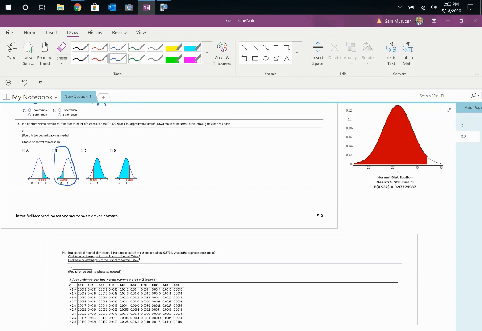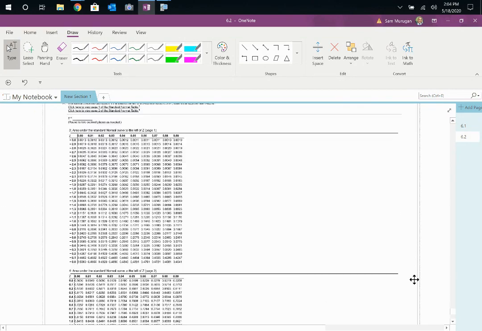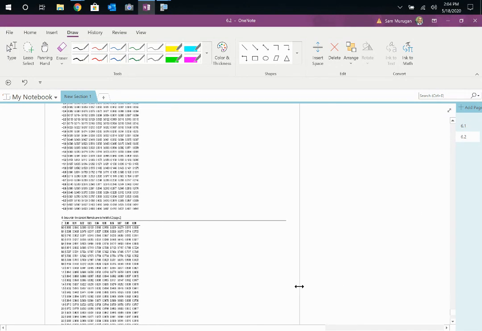The z-score, we would have to do an inverse norm to find a z-score. Okay. Or you can use the table. The table is really cumbersome, but I can show you how to do the inverse norm for it. Okay.